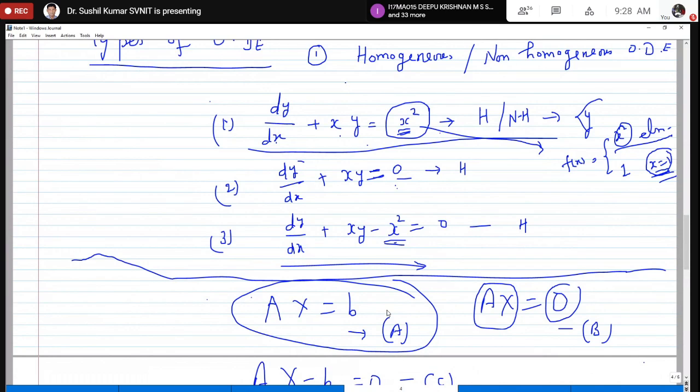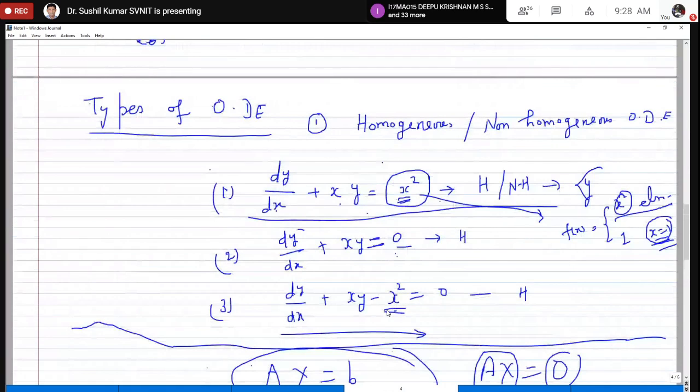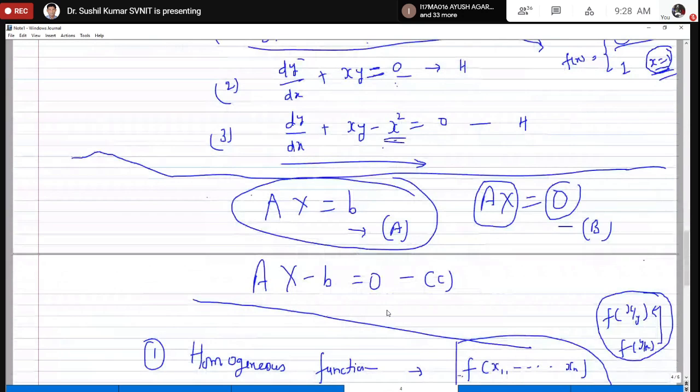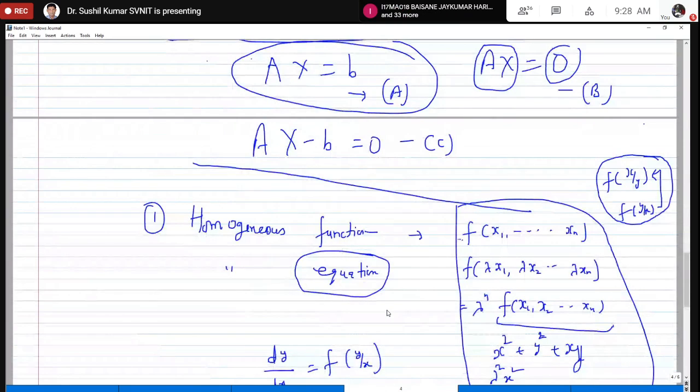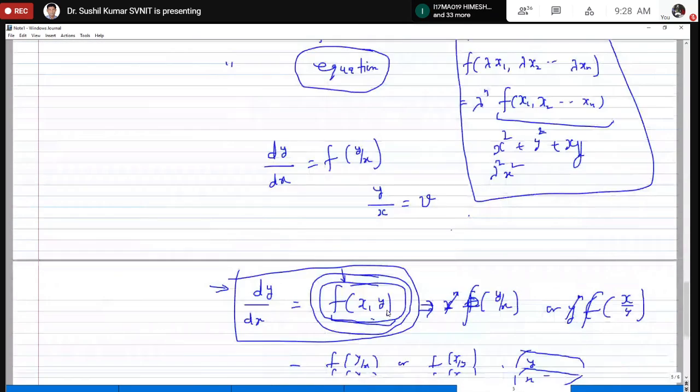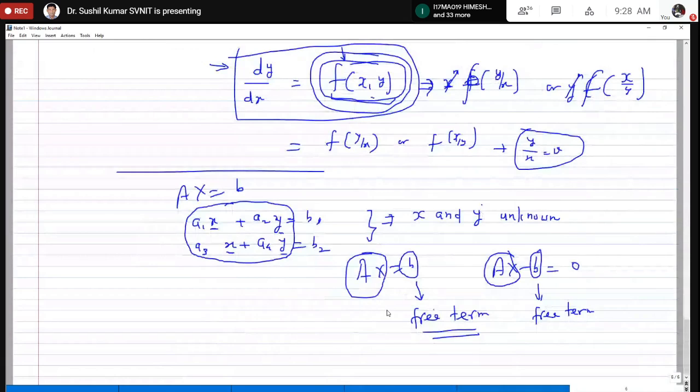So this is the definition of a homogeneous ODE. It is not only for ODE, it is also for PDE. That is a simple definition. Just look for the free term and then decide whether the equation is homogeneous or non-homogeneous. This is a simple definition. Okay. So in the next class we'll discuss linear and non-linear differential equations.